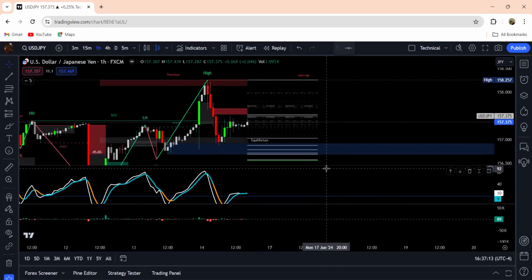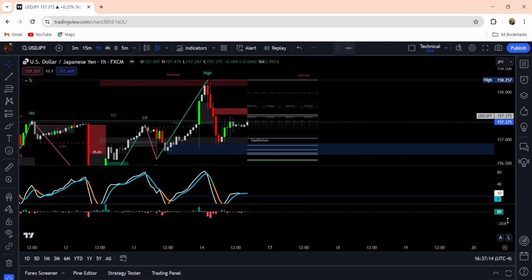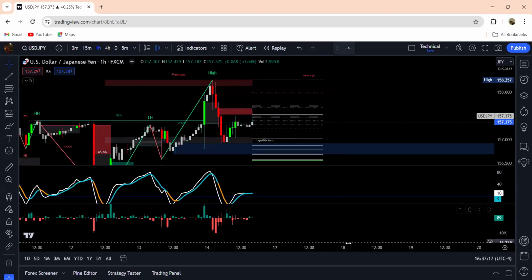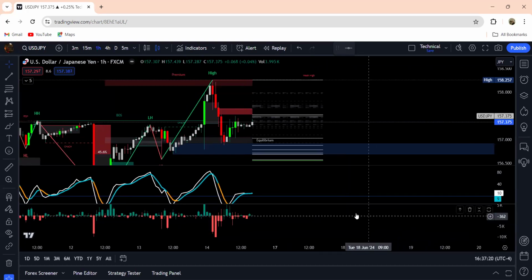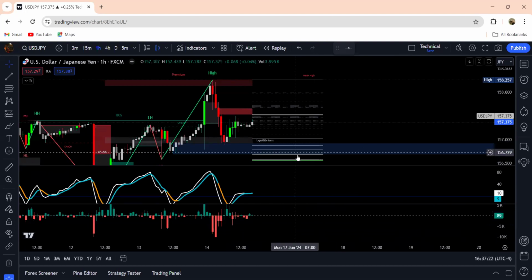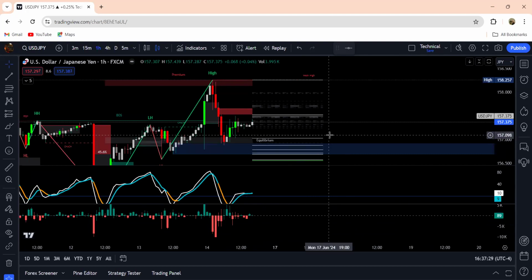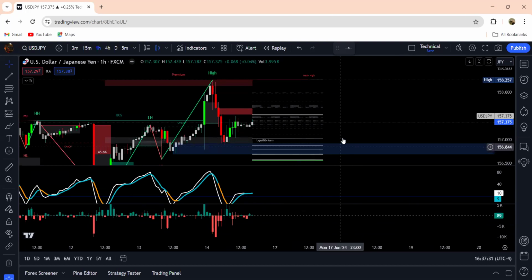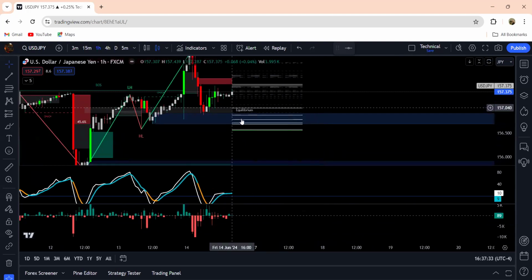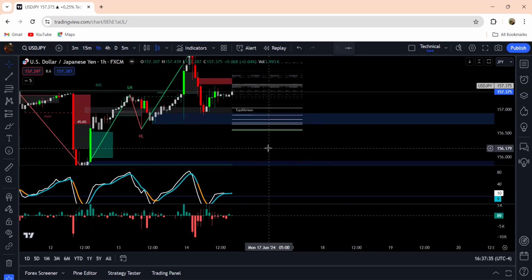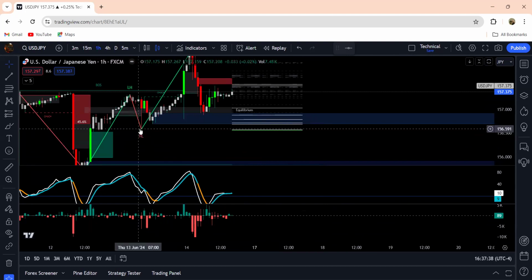So again, right now, what I'm looking for is I'm looking for GJ to give me some movement to the downside, tap into this demand zone right here, and look for some buy setups once it gets into this demand zone. If I don't get a buy setup and price just blows by this, I'll look to see what price does once it gets around this low, this higher low right here.